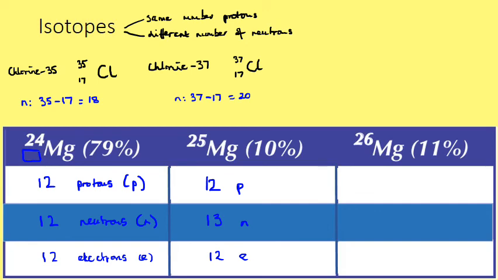Now 11% of magnesium is magnesium-26, but it's still magnesium, so we still have 12 protons. But 26 take 12 now gives us 14 neutrons. It's still a neutral atom in this case, and so we have 12 electrons. So hopefully with that example and the chlorine one above, you can see what you need to know about isotopes.